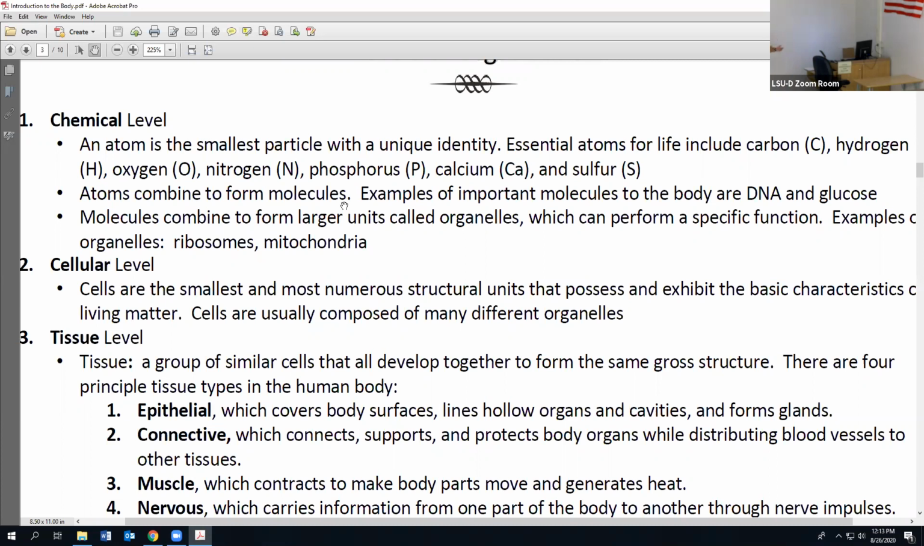Now, in this class, we don't talk a lot about the chemical level, which a lot of students breathe a sigh of relief, because this is where you're talking about chemistry, atoms, and molecules, electrons and protons and neutrons, stuff I cover in my physiology class, but I don't cover in this class. But still important to introduce it at least here today. So let's talk about atoms. Some small particles with unique identities.